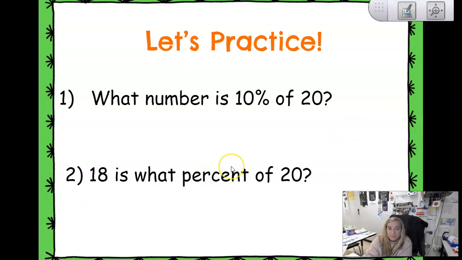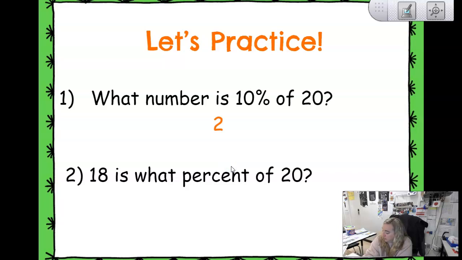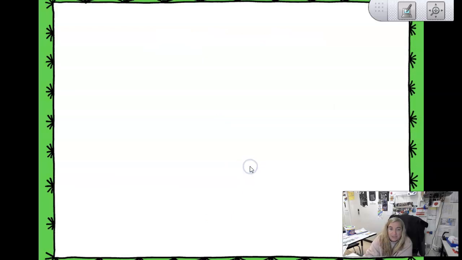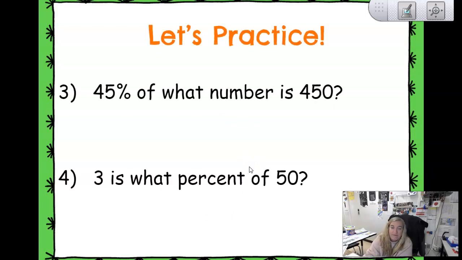All right, here we go. Answer to number 1. You should have got an answer of 2. 0.10 times 20 is 2. For number 2, you should have done 18 divided by 20, which would have got you 90. All right, let's try the next ones. 3 and 4, here we go. How do we set them up?